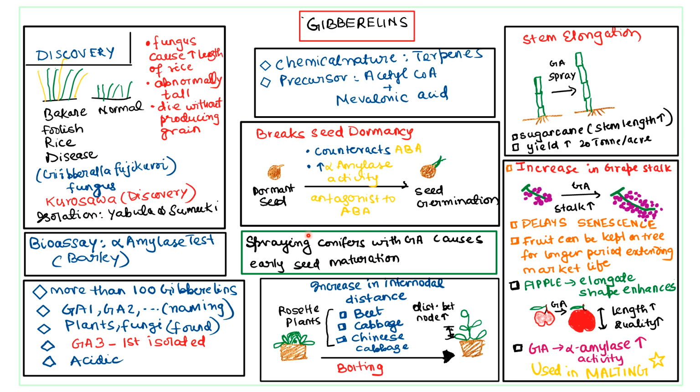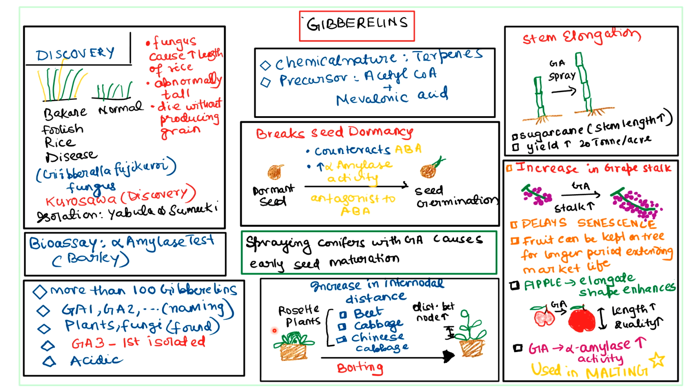Let's get back to the physiological functions again. The first one is breaking seed dormancy. The second one is that if we spray the seeds with gibberellic acid, it causes early seed maturation, and it is commercially performed in the case of coniferous plants. When coniferous plants are sprayed with gibberellic acid, there will be seed maturation.